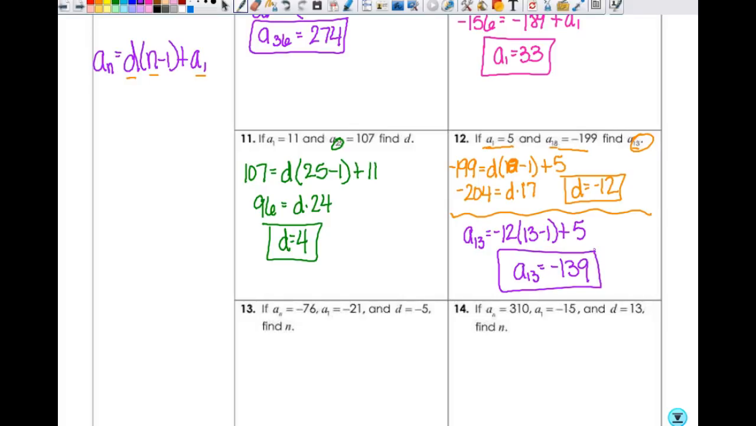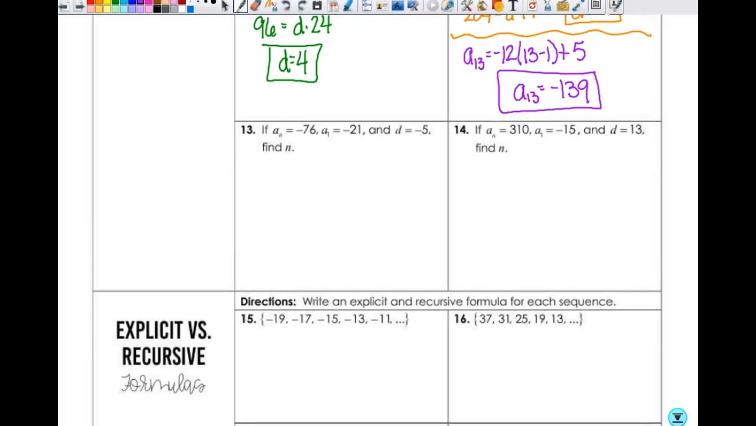And then we're going to do one more of these. We're going to do number 13. I need to find N in this case. So A sub N, whatever N is, is negative 76. That's equal to D, which is negative 5, times N, which I don't know, minus 1, plus A1, which is negative 21. So I'm going to add 21 to both sides.